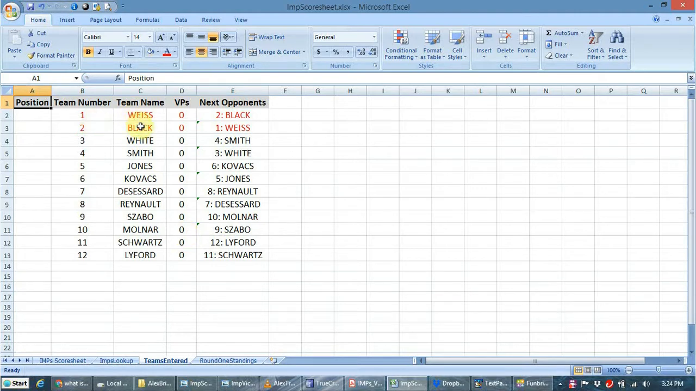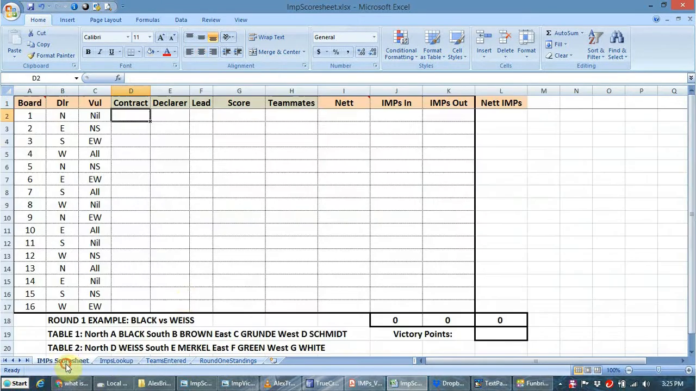So you can see here the black team, we're playing team 1, the vice team, and of course the vice team is playing us, and so forth. 3 plays 4, 5 plays 6. You don't have to worry about any of this. When you're actually playing, you just play bridge and you score in the normal way using your electronic devices, I'm assuming.